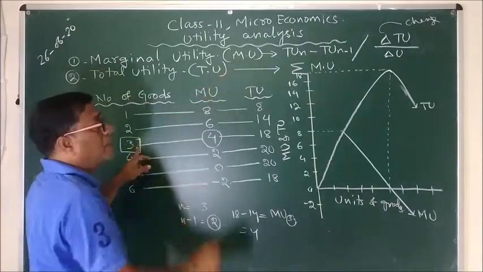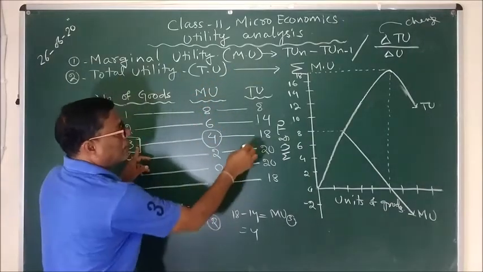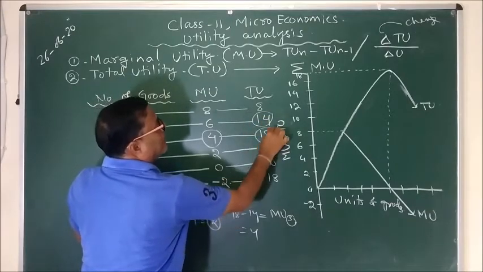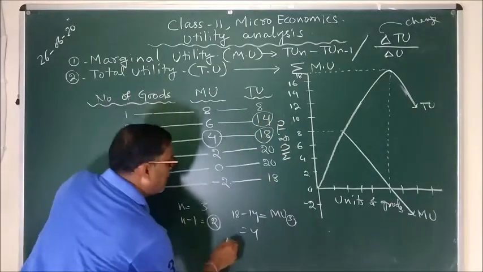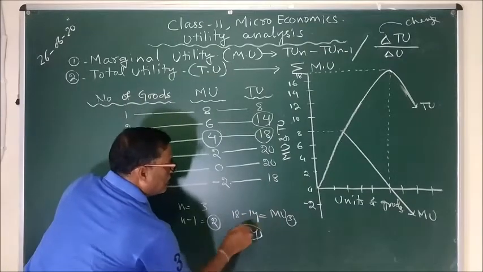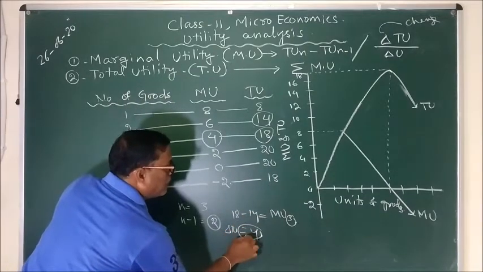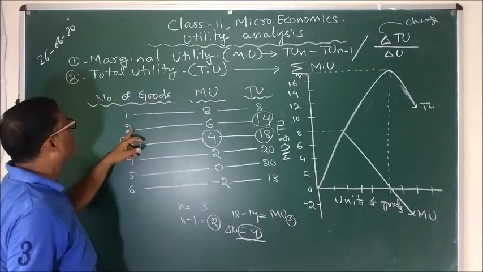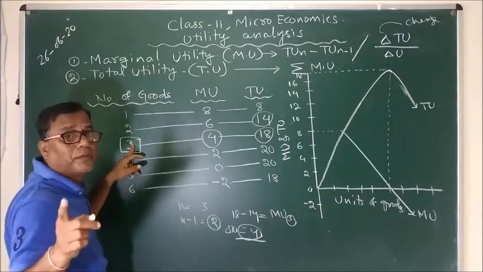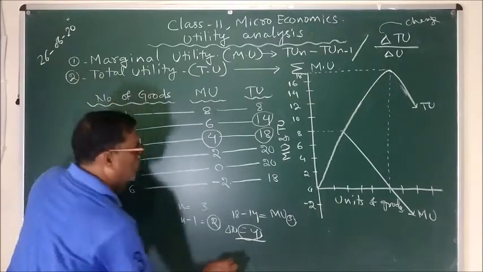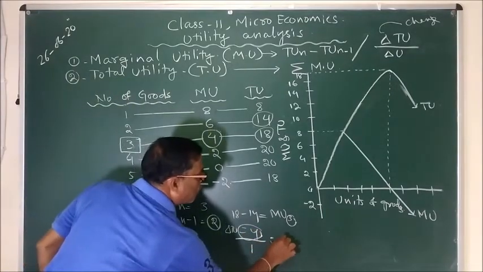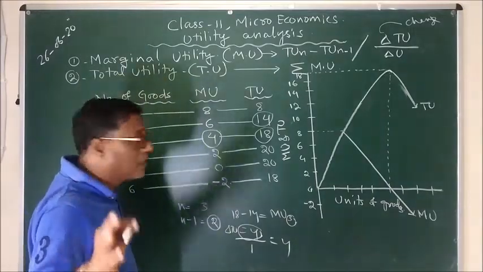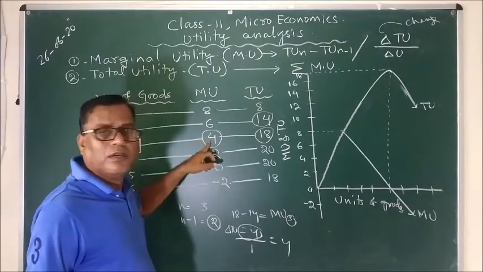So again coming to the marginal utility of the third unit, how to derive it using the second formula, del TU. Del TU means from 14 to 18, how much it is changing: 18 minus 14 equals 4. So here del TU is 4 upon del U. From 2 to 3, the number of units that is changing, 3 minus 2, equals 1. So 4 by 1 equals 4. Thus we got the marginal utility of the third unit of consumption as 4.